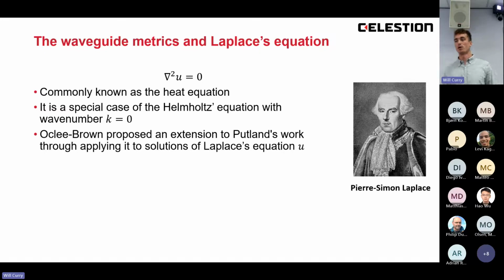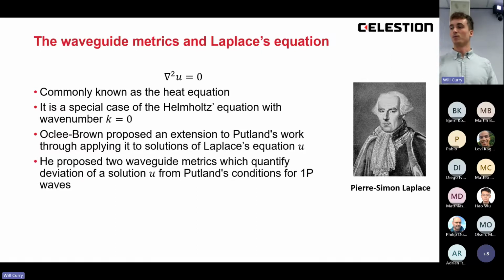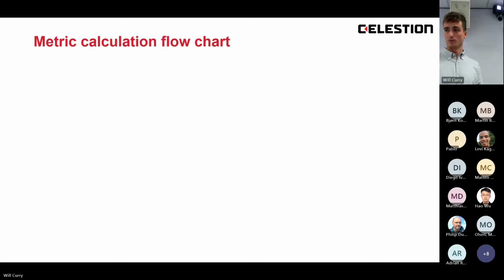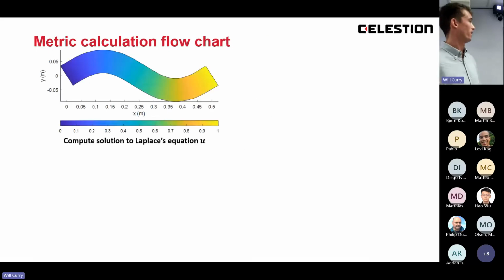So Jack Oakley-Brown proposed an extension to Pathlength's work through applying it to solutions of Laplace's equation. He proposed 2 waveguide metrics which quantify the deviation of a solution to Laplace's equation from Pathlength's conditions for 1p waves. To calculate these metrics, first the solution to Laplace's equation is calculated over a domain.